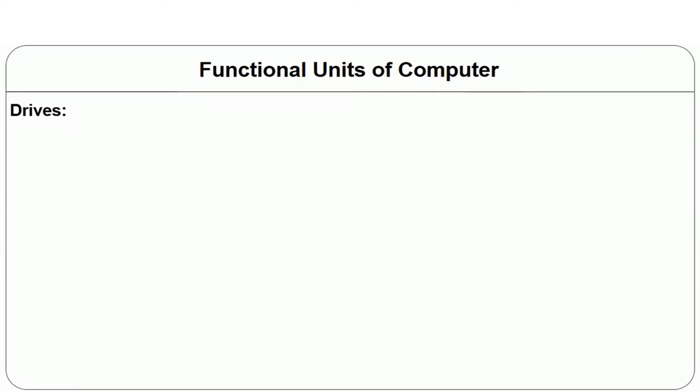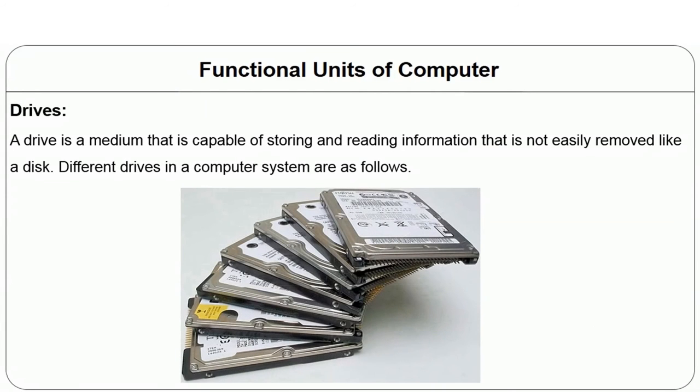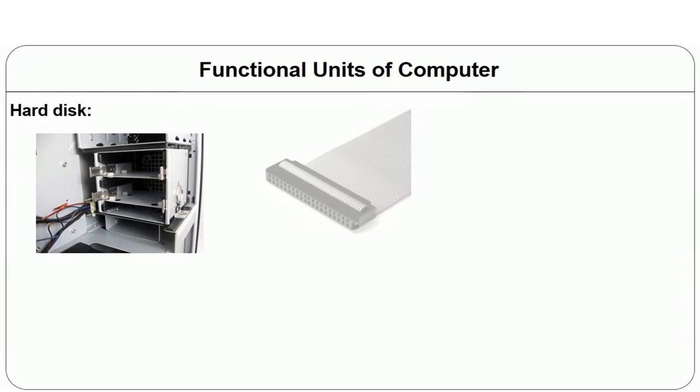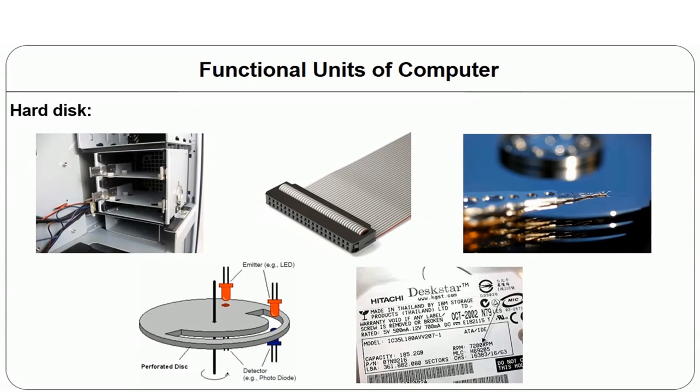Drives. A drive is a medium that is capable of storing and reading information that is not easily removed, like a disk. Different drives in a computer system are the hard disk. The hard disk drives are usually installed in one of the 3 to 2.5-inch internal drive bays in a PC. Data to and from the motherboard is carried on a 40-pin IDE, that is integrated drive electronics, cable.